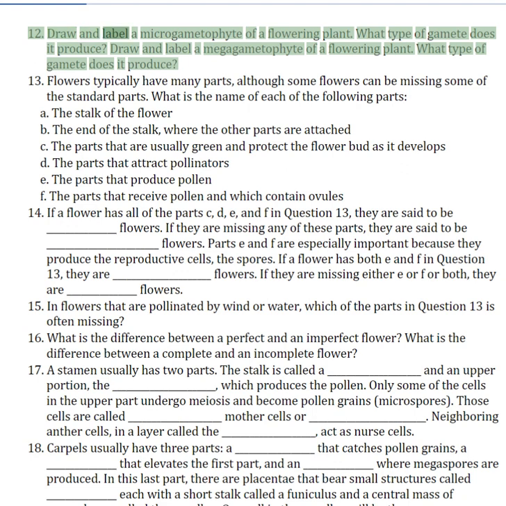12. Draw and label a microgametophyte of a flowering plant. What type of gamete does it produce? Draw and label a megagametophyte of a flowering plant. What type of gamete does it produce?